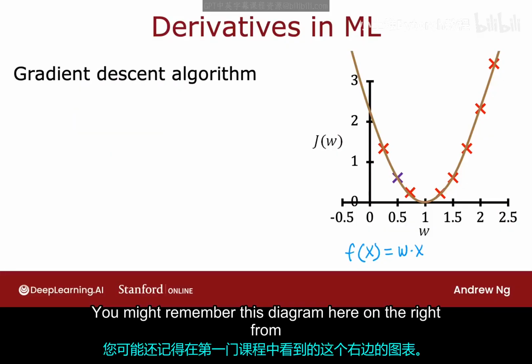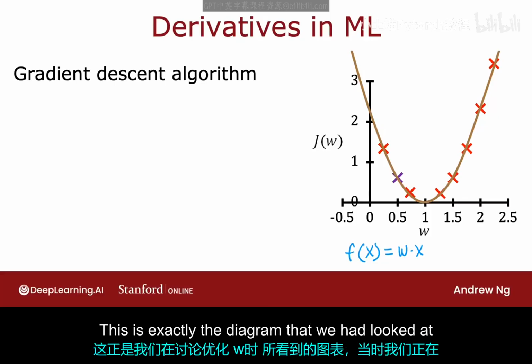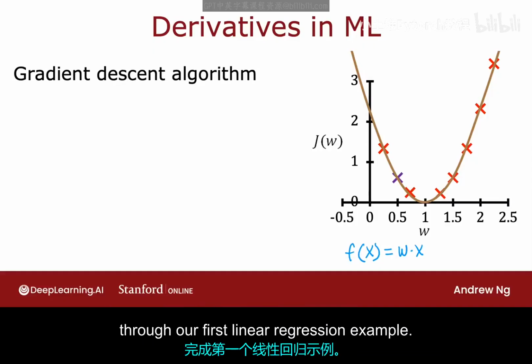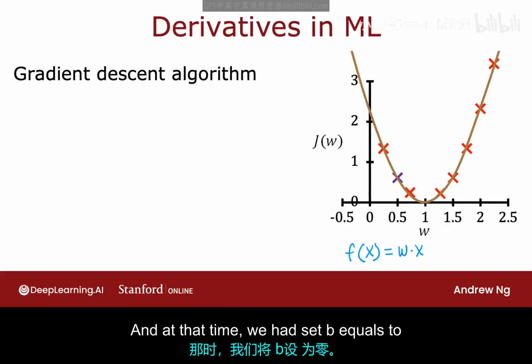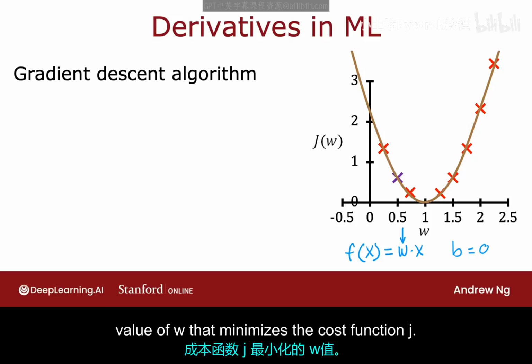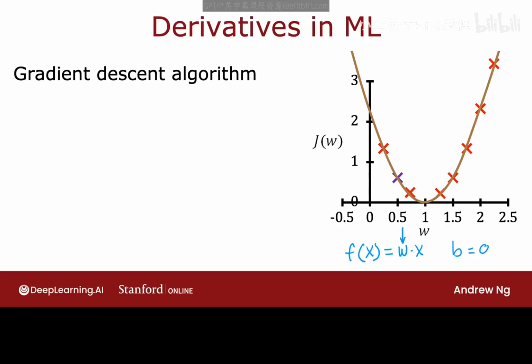You might remember this diagram here on the right from course 1. This is exactly the diagram that we had looked at when we talked about optimizing w when we were working through our first linear regression example. And at that time, we had set b equal to 0. And so the model was just predicting f(x) = w·x, and we wanted to find the value of w that minimizes the cost function J.